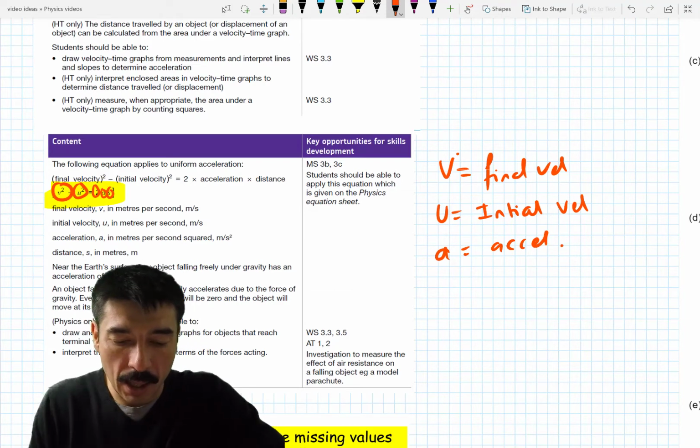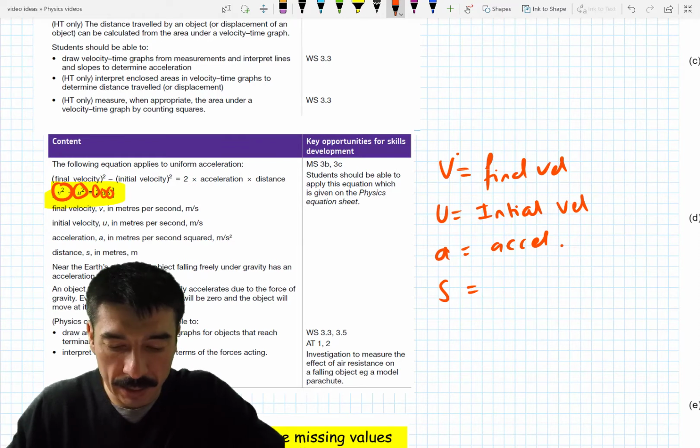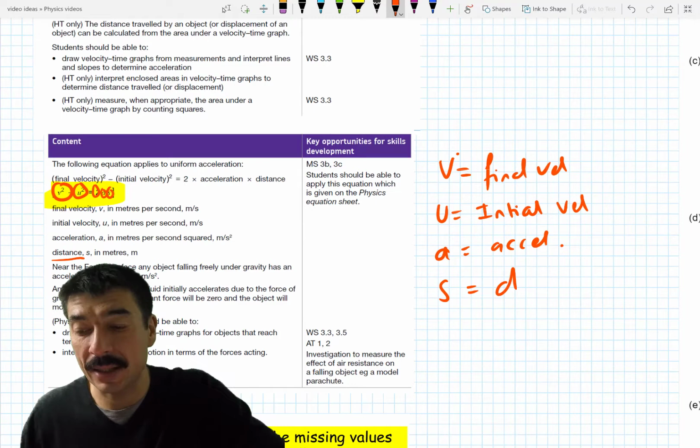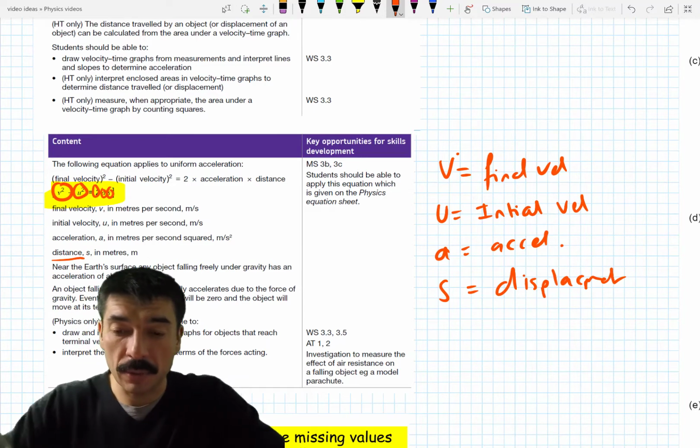right? S is displacement. Well, it says distance, but technically it actually is displacement because it is directional displacement. So it's always good to know what these things are measured in.